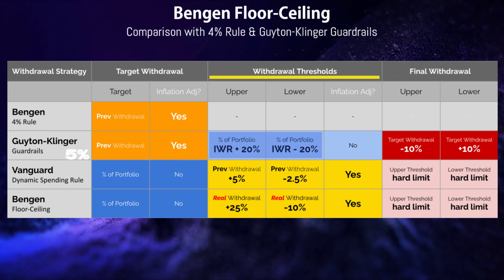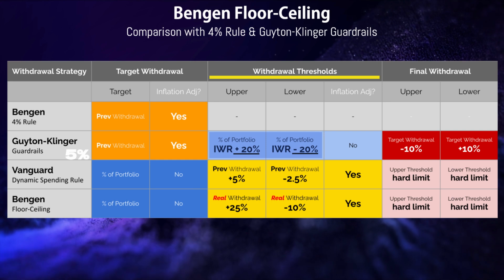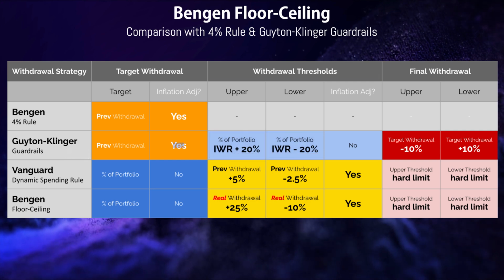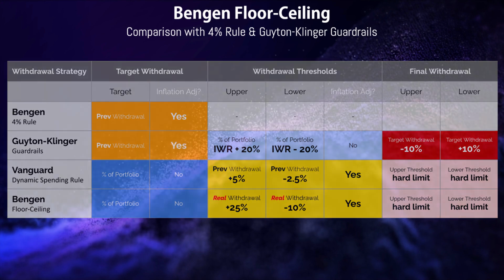Guyton-Klinger differs from the 4% rule in that it includes upper and lower guardrails. For example, if you start with a 5% withdrawal rate, the upper guardrail might be 6%, and the lower guardrail could be 4%. Since inflation is already factored into the target withdrawal, there's no further inflation adjustment for these thresholds.